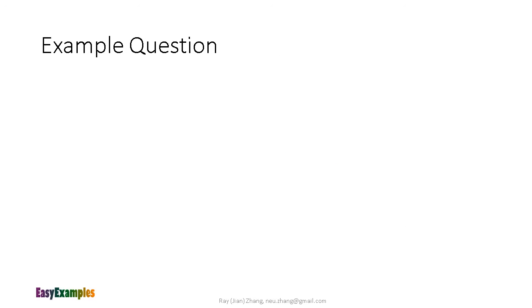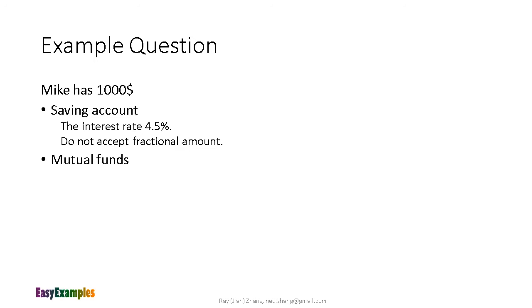Here is the example question I like to use to explain Benders' decomposition. Suppose that there is a person, Mike. He has $1,000 to make a finance plan. He has two options: to simply put the money into the saving account or to buy mutual funds. For a saving account, the interest rate is 4.5% for a year, and this account doesn't accept fractional amounts, so it has to be an integer.